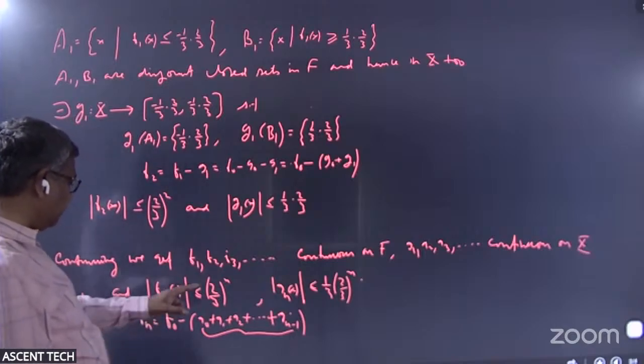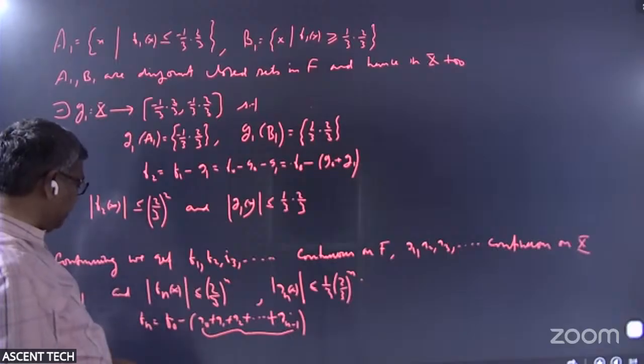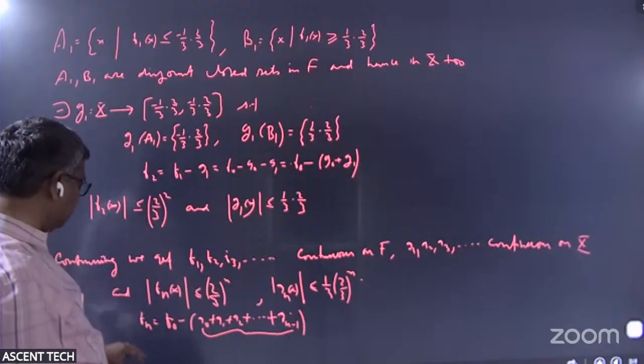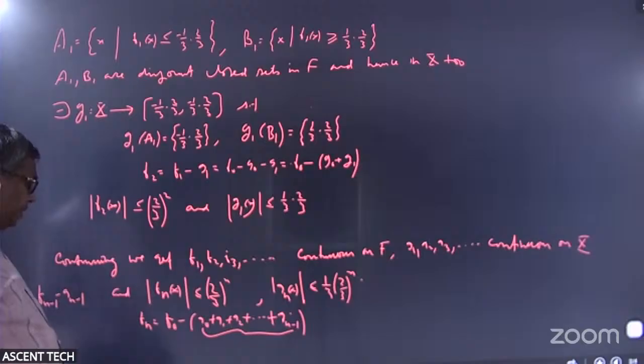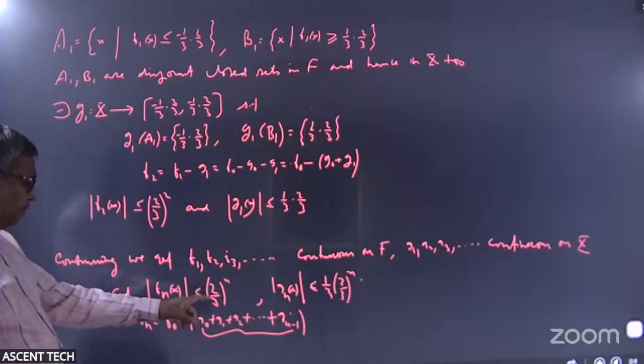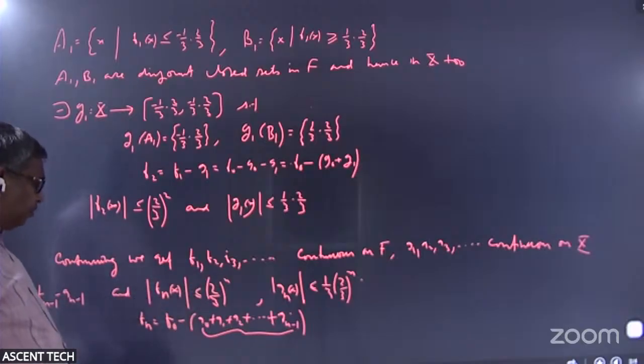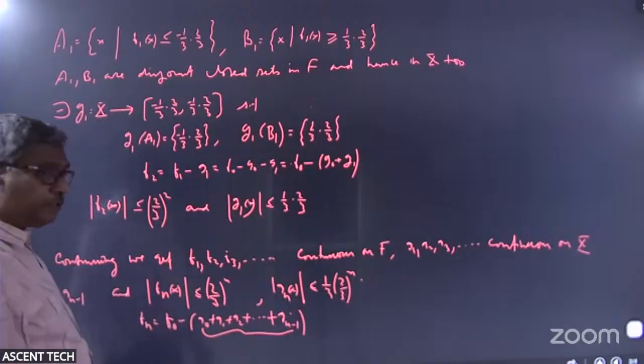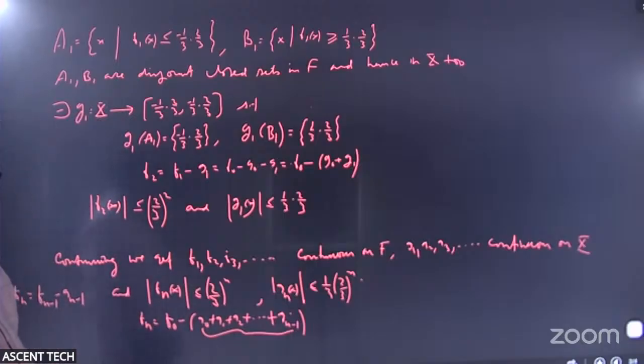Also this is less than or equal to (2/3)^n. So as n tends to infinity, Fn tends to 0 uniformly, because Fn is (2/3)^n. Therefore, that converges to this F naught on F. Beautiful, I think this is done.